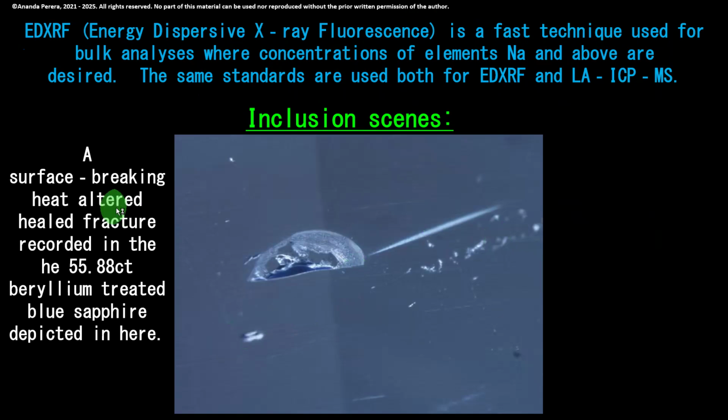This is an inclusion scene. A surface breaking heat altered healed fracture recorded in the 55.88 carat blue sapphire. It is beryllium treated. This is the inclusion. This stone, a very big stone, was beryllium treated by Sri Lankan people.